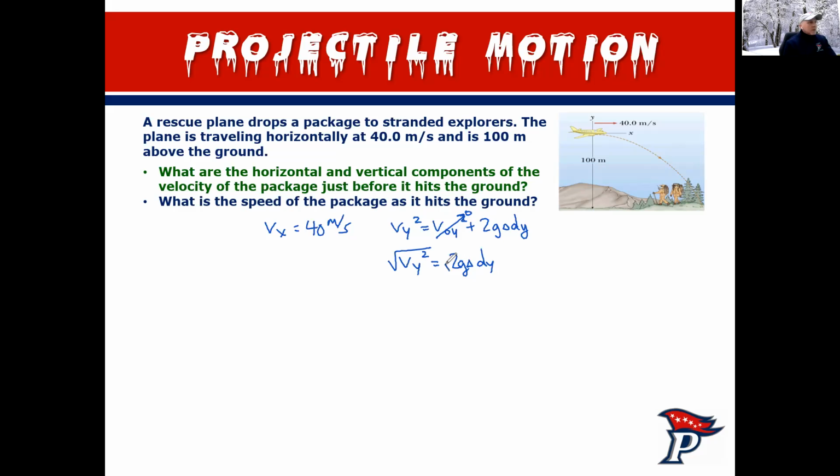Take the square root, take the square root. There's the plus or minus. We reject the positive, right? Because we want it down as negative. So we get back to this point right here.